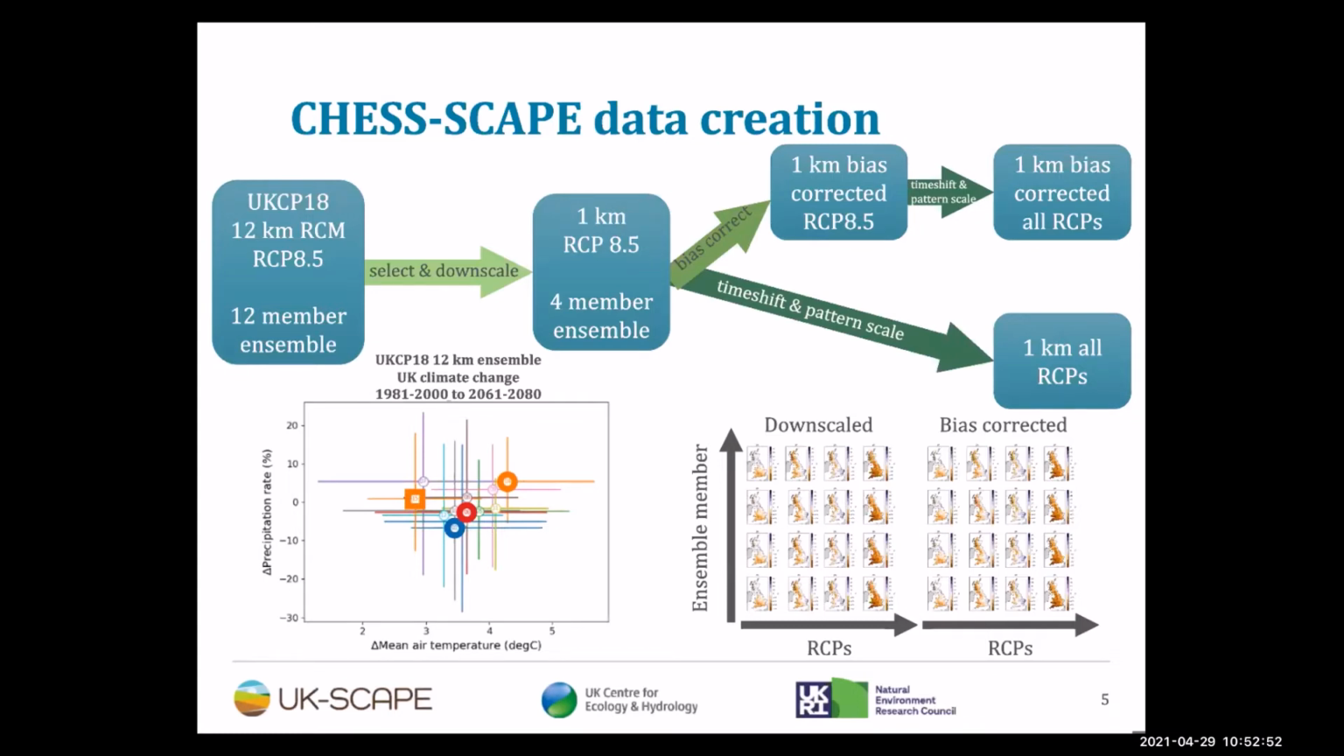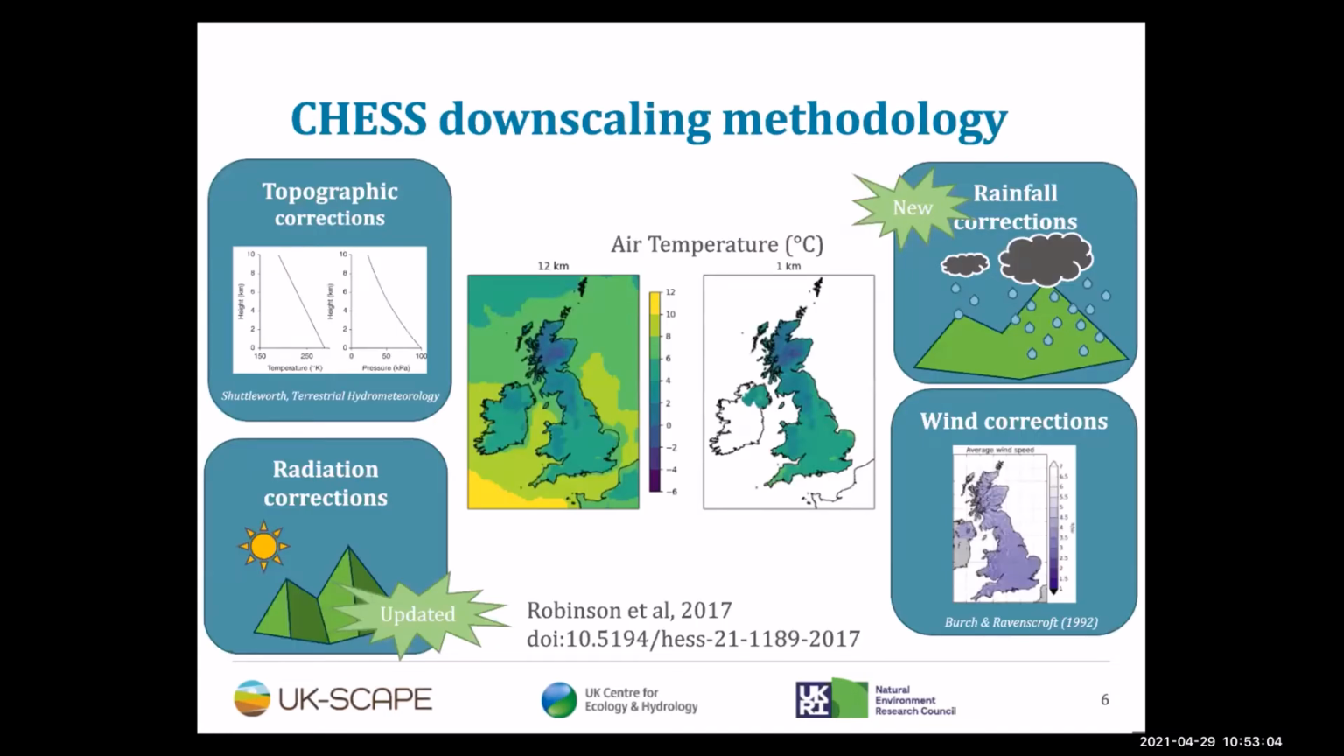So we've got 4 ensemble members, 4 RCPs, bias corrected and non-bias corrected. That gives us 32 different realisations of future climate for people to use for their modelling. Next slide, please.